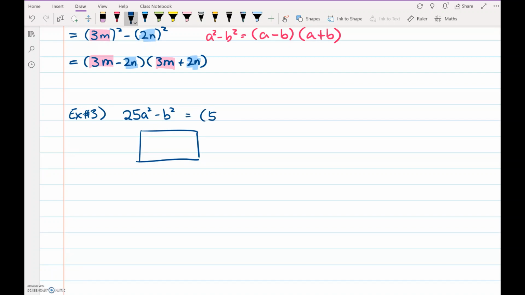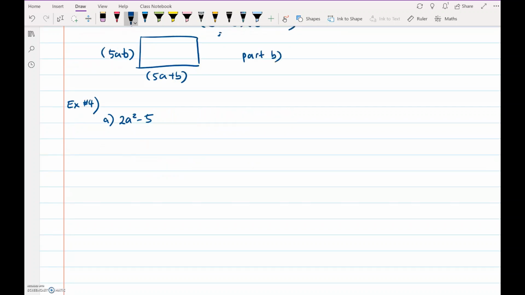So then we have 5a minus b, 5a plus b, minus b here, 5a plus b. The drawings of this with the dimensions, they're not accurate, okay? But I want you guys to try out part B here and see if you can figure out the length and the width of the floor.